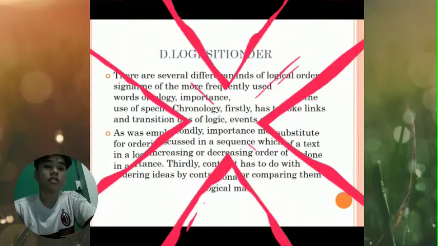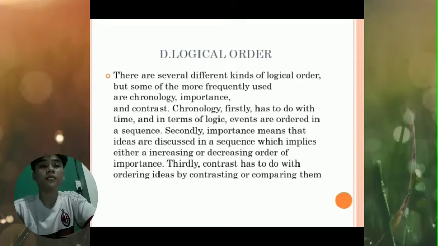And the fourth one is logical order. There are several different kinds of logical order, but some of the more frequently used are chronology, importance, and contrast. Chronology has to do with time in terms of logic, events, or order in a sequence. Secondly, importance means that ideas are discussed in a sequence which is either in increasing or decreasing order of importance. Thirdly, contrast has to do with ordering ideas by contrasting or comparing them.